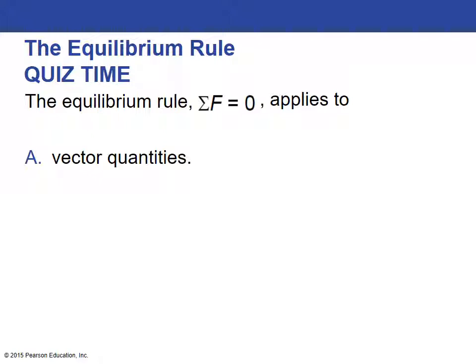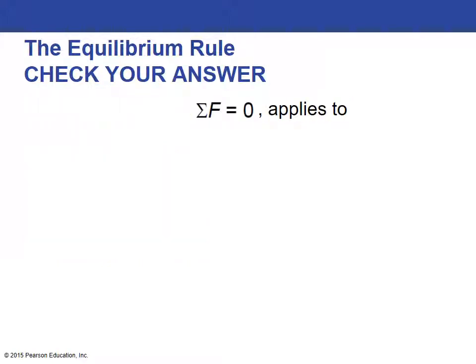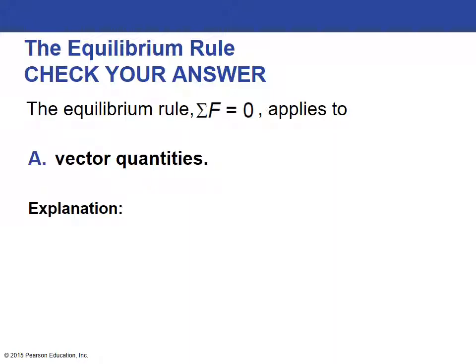Here's your quiz. Does this apply to vector quantities? Does it apply to scalar quantities? Does it apply to both vector and scalar? Or does it apply to neither vector nor scalar? Think about that one for a minute. When we talk about the equilibrium rule, are we talking vector quantities or scalar quantities? What do you think? Well, vectors, vectors, vectors. Your scalars, it doesn't work. Scalars don't have direction. So we can't be looking at one canceling or adding to another. So our equilibrium rule is going to always be vectors.